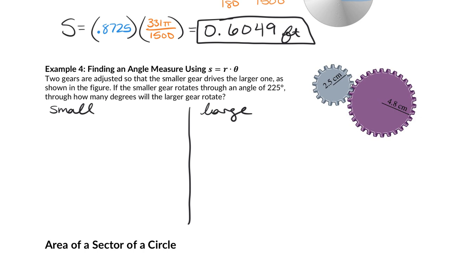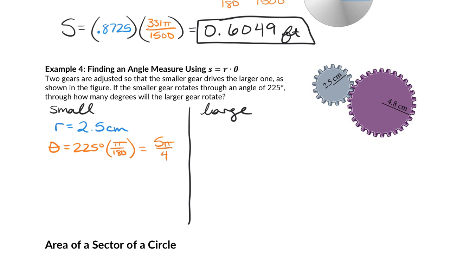The things we know about the small gear are that it has a radius of 2.5 centimeters. We also know that the angle is 225 degrees, but I don't love that, so I'm going to multiply by pi over 180. If I multiply 225, well, divide by 180, we'd get 5 pi over 4.